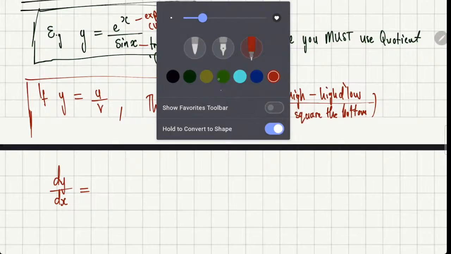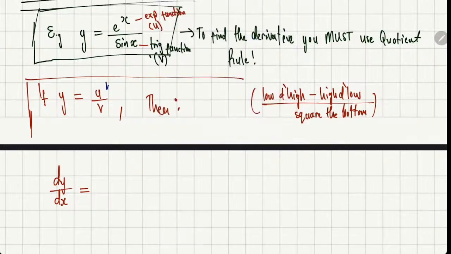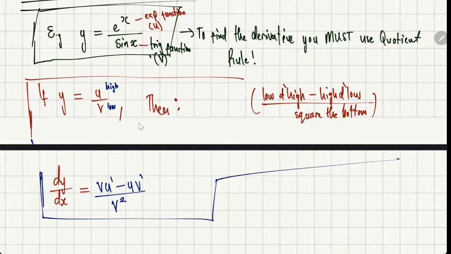What does this even mean? High means the function at the top. Low means the function at the bottom, the v. So you have u over v. It means you have high over low. The derivative will be low, which means v, d high, which means the derivative of the top, minus high, u, d low, which is v prime, over square the bottom, which is v squared. This is your quotient rule.